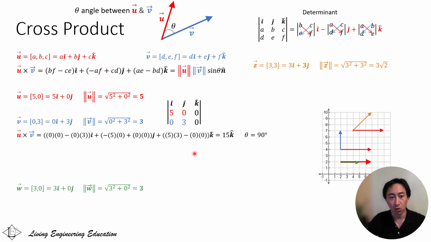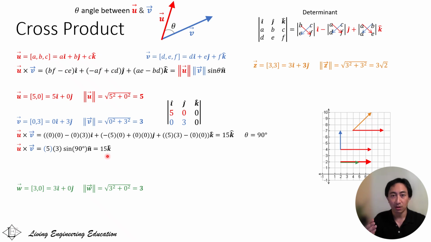What you'll find is you'll always get 0 i hat and 0 j hat. Why is that? Well, you're on the xy plane, so the result has to be in the k hat direction. This is one way of solving for this cross product. The other way is this method right here. I took the magnitude of the u vector, 5, times the magnitude of the v vector, 3, times sine theta. Theta is 90 degrees, as we can see right here. Sine 90 degrees is 1, so this will just be 15 n hat, and we know it's in the z or k hat direction.